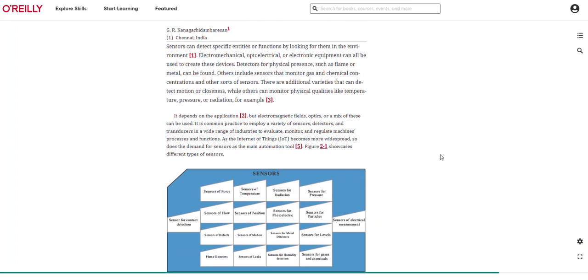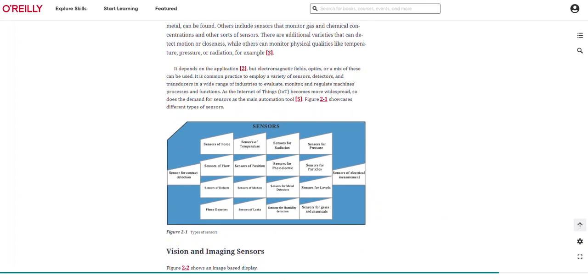So at their core, sensors are devices that detect and measure physical properties such as temperature, light, pressure, motion, gas levels, humidity, and more. Once these properties are detected, the sensor converts them into an electronic or an electrical signal that can be processed, stored, or transmitted. Now, sensors are typically classified into two categories. We've got analog and we've got digital.